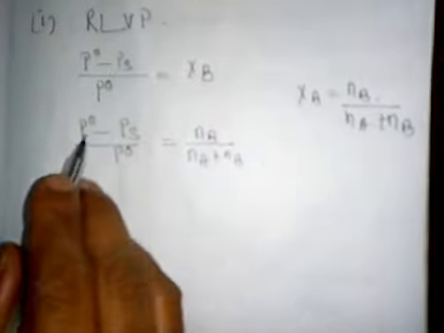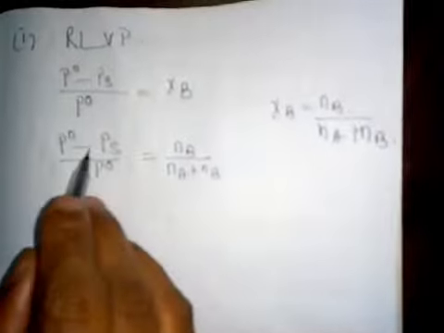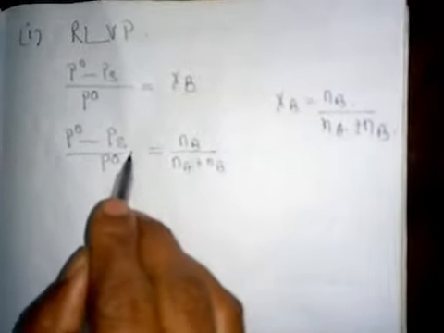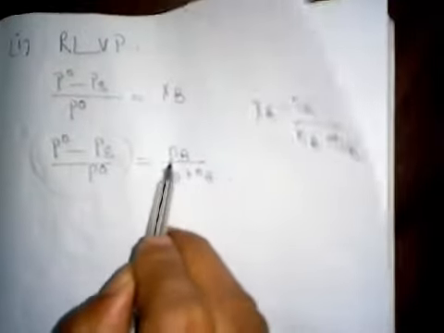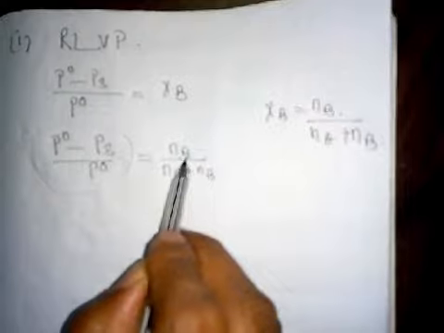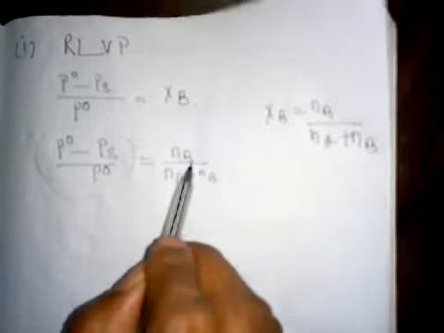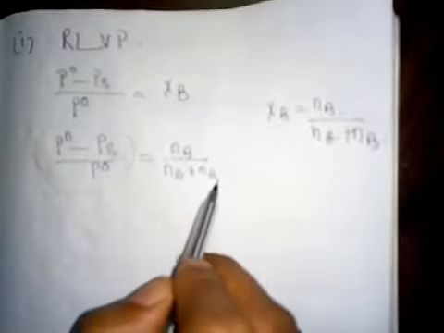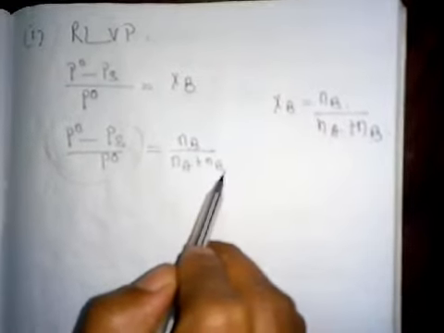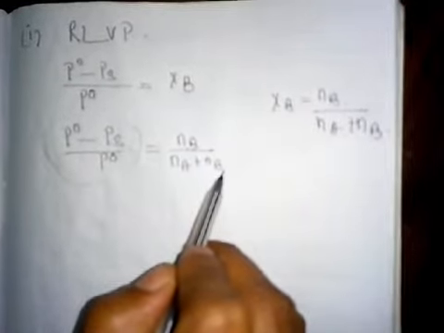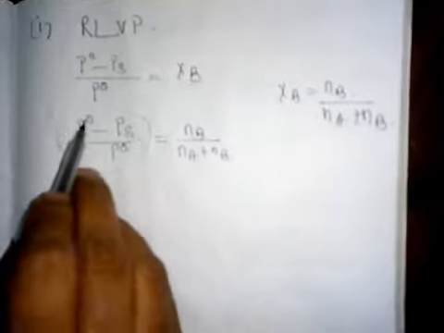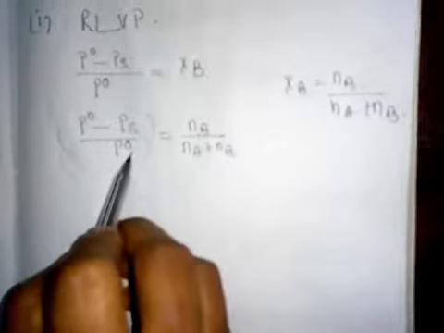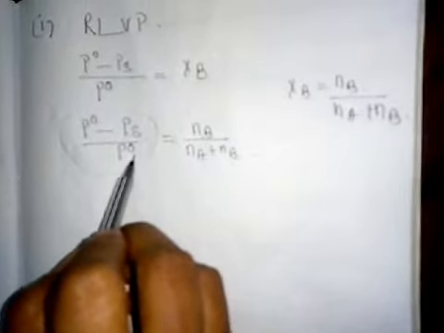Now we can conclude that this relative lowering of vapor pressure depends upon the number of moles of the solute particles dissolved in a particular number of solvent particles, but it does not depend upon the nature of the solute, and hence relative lowering of vapor pressure, that is P naught minus Ps by P naught, is a colligative property.